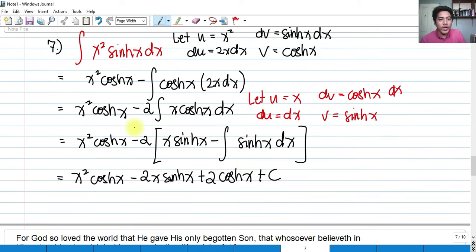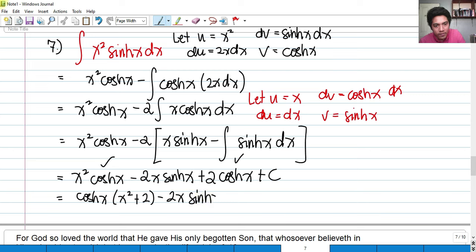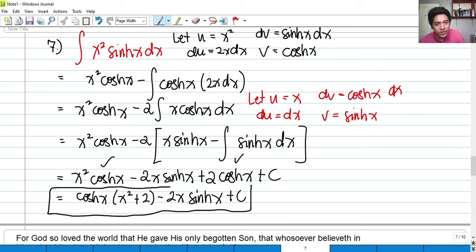And as you can see here, we can factor out hyperbolic cosine of x, which is multiplied by x squared plus 2. This is that term, and this term minus 2x hyperbolic sine of x, plus c. So this should be our answer for our problem here.